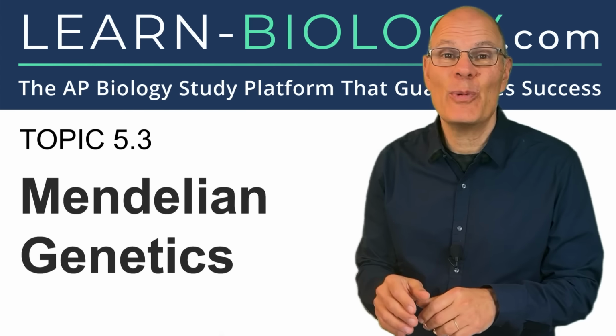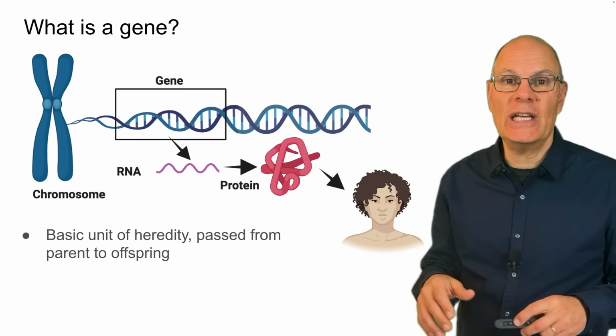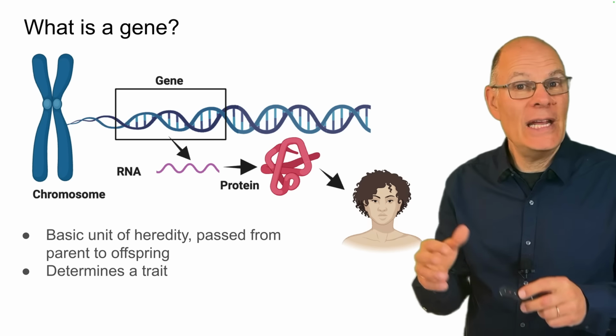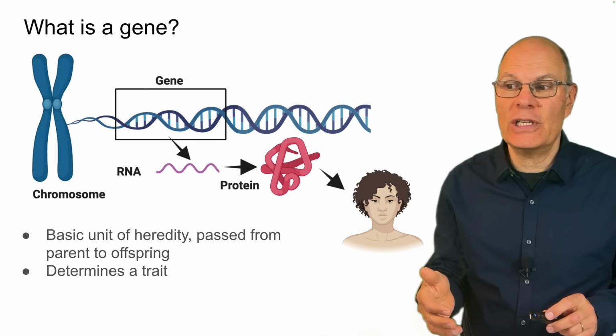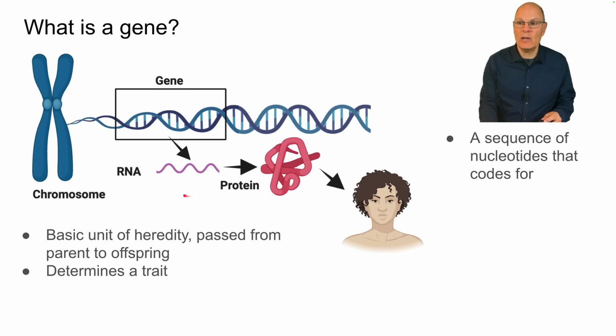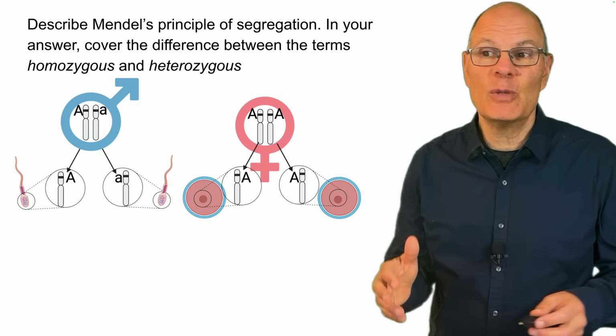Topic 5.3, Mendelian Genetics. Genes are the basic unit of heredity. They are what gets passed from parents to offspring. They determine traits or characteristics. You can also think of genes from a molecular genetics perspective, and you can think of them as a sequence of DNA nucleotides that code for RNA and ultimately code for protein, and those proteins ultimately determine the characteristics of the organism. Describe Mendel's principle of segregation.